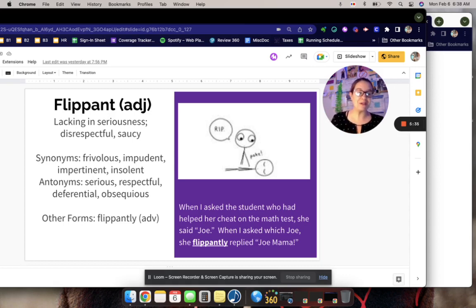In my picture, you have somebody who is poking a stick figure that may be dead and saying RIP, which is kind of flippant. That's very much lacking in seriousness and somewhat disrespectful. My sentence: when I asked the student who had helped her cheat on the math test, she said, Joe. We know where we're going with this. When I asked which Joe, she flippantly, adverb form, replied, Joe Mama. I don't know who that is, but apparently he helped her cheat on her test.